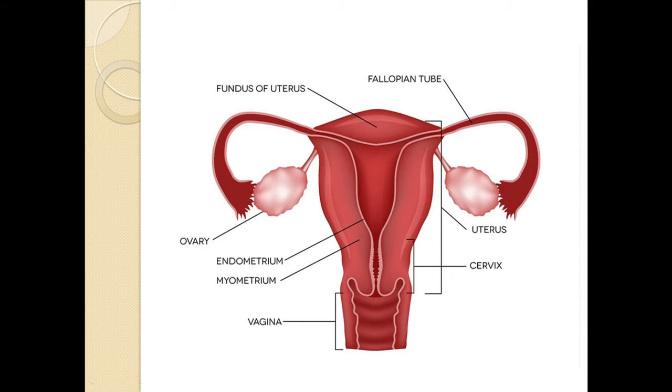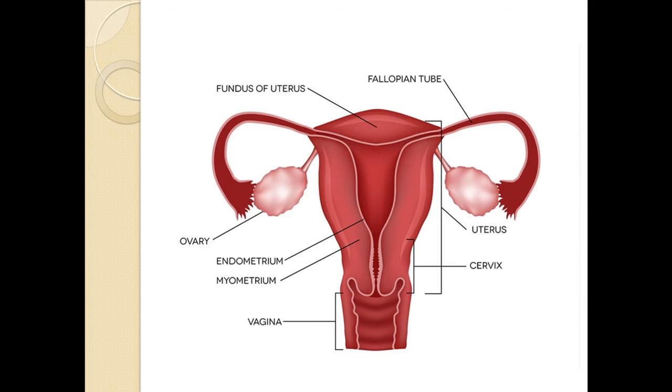The wall of the uterus has three layers of tissues: endometrium, myometrium and perimetrium. See, the innermost layer of tissue is called the endometrium. It is the inner glandular, thick layer. It lines the uterine cavity. Perimetrium is the outer layer, while the myometrium is the middle layer.